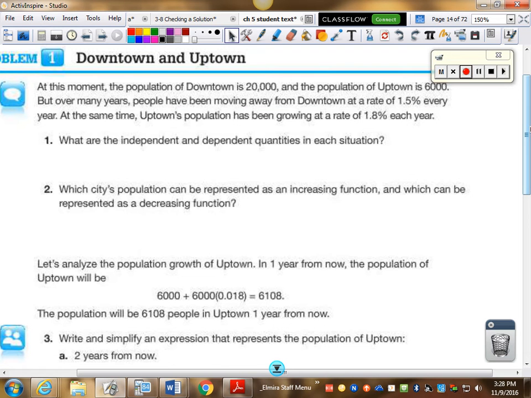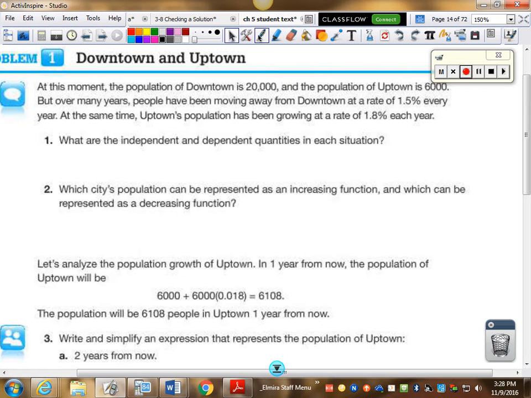In the book we're going to practice writing and using some exponential functions. The population of downtown is 20,000. The population of uptown is 6,000. But over many years, people have been moving away from downtown at a rate of 1.5% every year. At the same time, uptown's population has been growing at a rate of 1.8% per year.